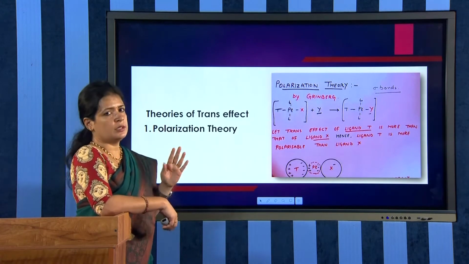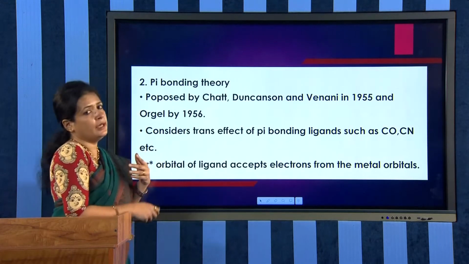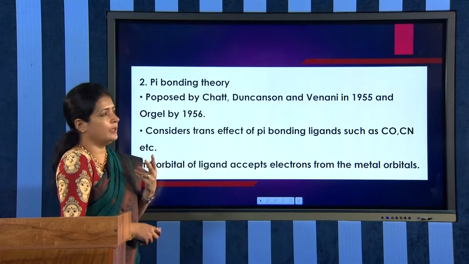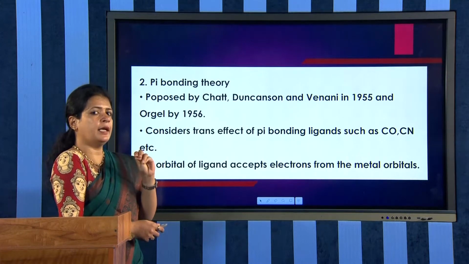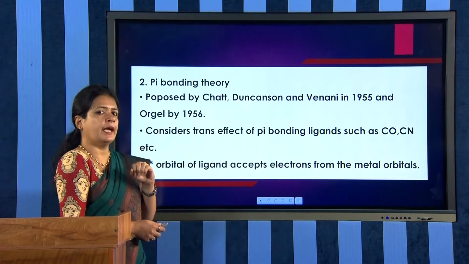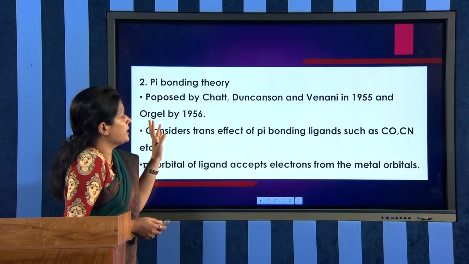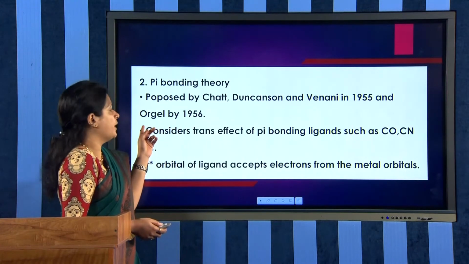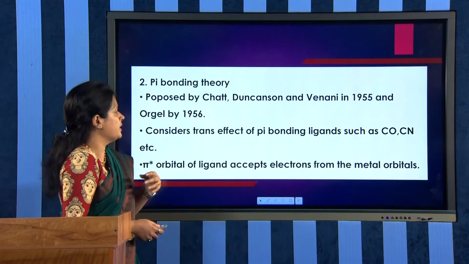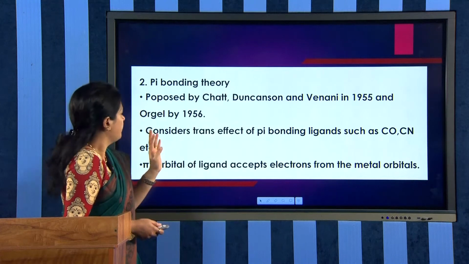And this is the polarization theory. Now the second theory is the pi bonding theory. This theory explains the trans effect of pi bonded ligands. It was proposed by Chatt, Duncanson and Venanzi in 1955 and Orgel in 1956. So, these were the scientists involved in the pi bonding theory.